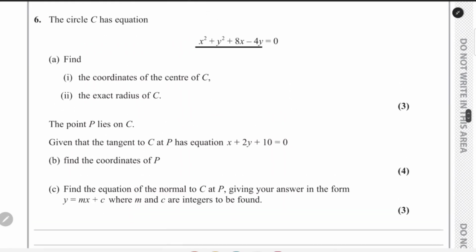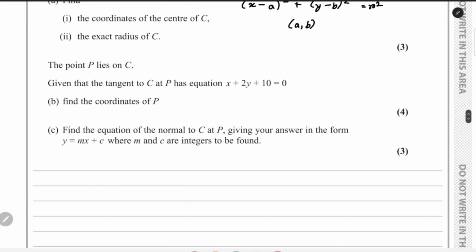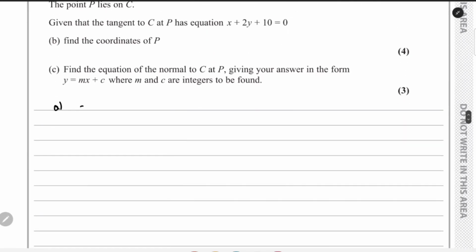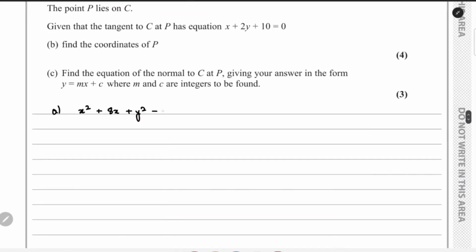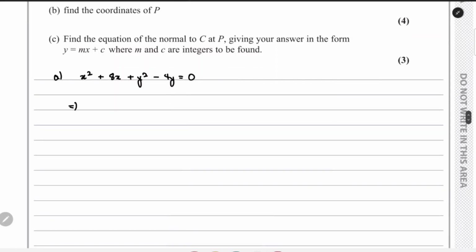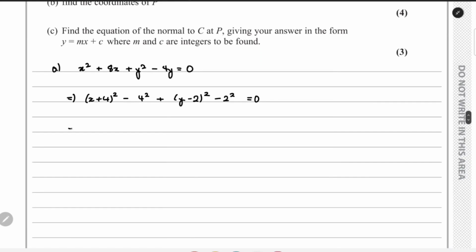To do this, we have to complete squares for the expression we are given. So we are given x square plus 8x plus y square minus 4y. We'll separate the y and the x at first. Now if I complete the squares for x, we get x plus 4 whole square minus 4 square, and if we do it for y, we get y minus 2 whole square minus 2 square equal to 0.